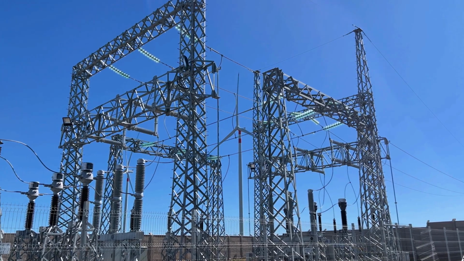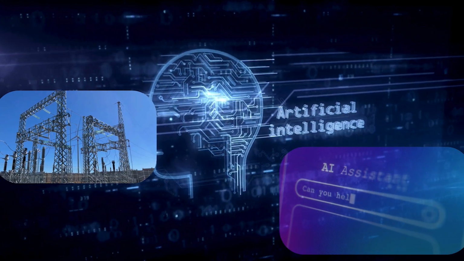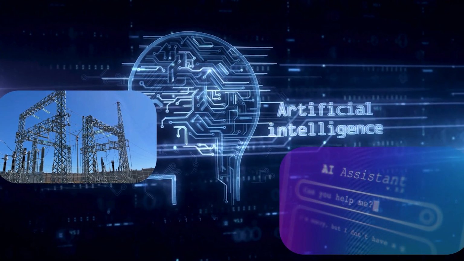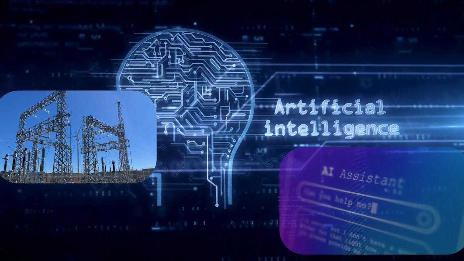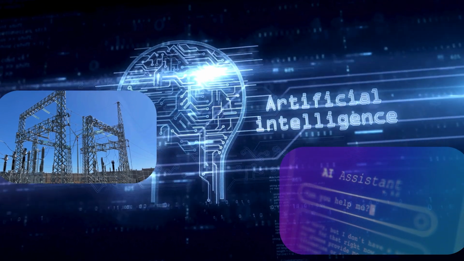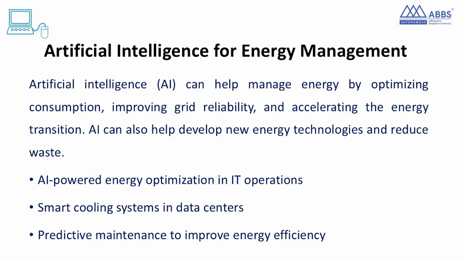Now, with the help of AI, we can design systems which could monitor and give instructions to these devices to set on auto mode, where they could switch on and off or reduce the energy consumption based on the surroundings or situations. Some examples of the use of artificial intelligence for energy management are AI powered energy optimization with respect to IT operations or processes, use of smart cooling systems in data centers, and predictive maintenance to improve energy efficiency.